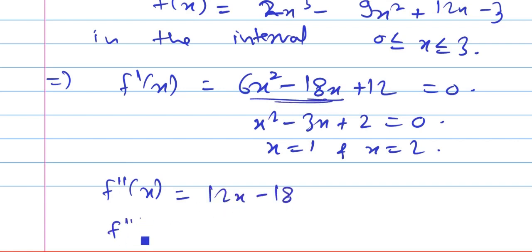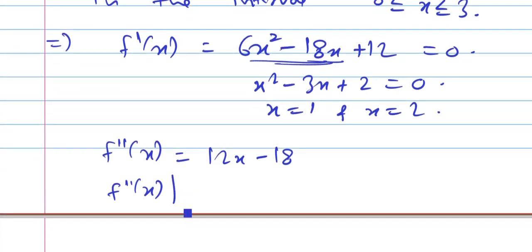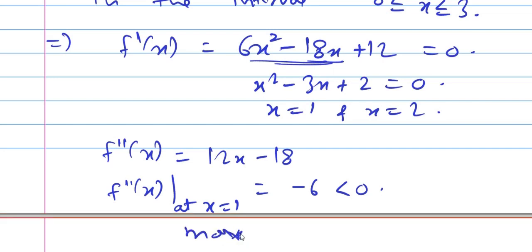Now calculate f double dash x at the stationary point x equal to 1. It comes out as 12 minus 18, that means minus 6, less than 0. Less than 0 means maximum. Less than 0 means maximum at x equal to 1.